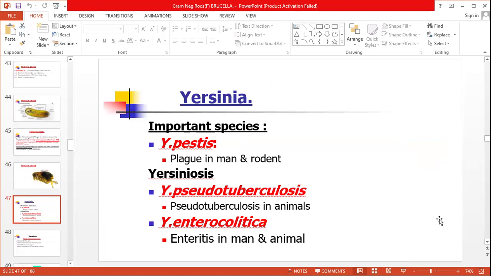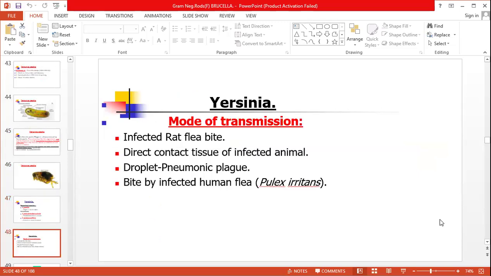Now, the main species are Yersinia pestis, which causes plague, Yersinia pseudotuberculosis, which causes pseudotuberculosis in animals, and Yersinia enterocolitica, which causes enteritis in man and animals. Mode of transmission: the infected rat flea, direct contact with tissue of infected animals, droplet pneumonic plague, and bite by an infected human flea.